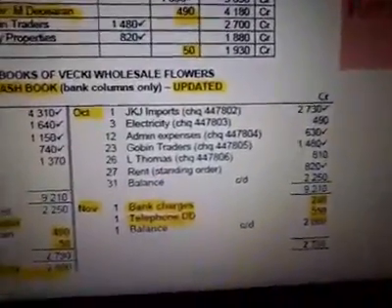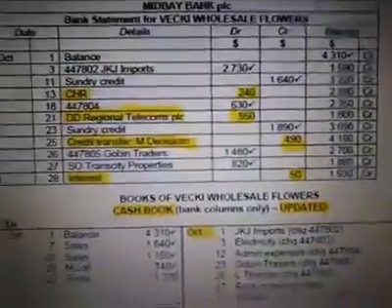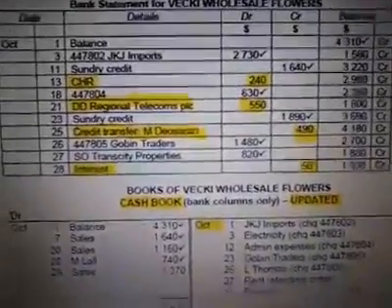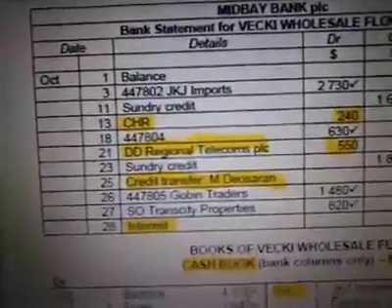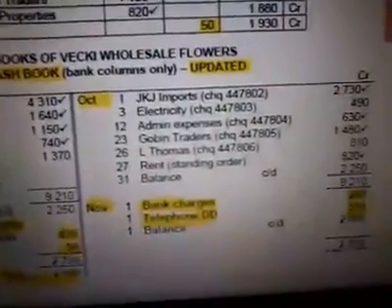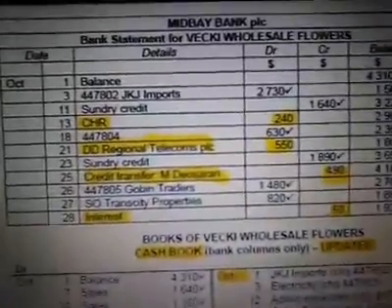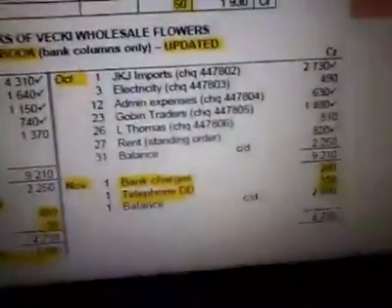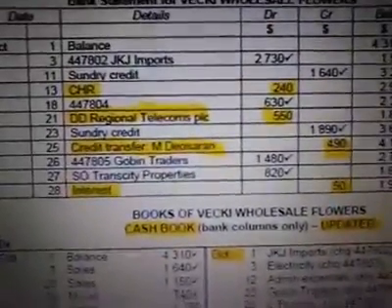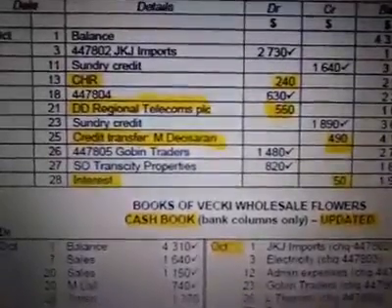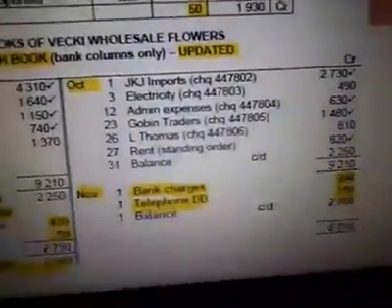So after comparing, we can put a tick where amounts are similar. Like look at the amount 2730, it is similar. Then 630 for DD Regional Telecoms is given here as well. Then the other two, Gogin Traders and Standing Order Trans City Properties, those are given here.